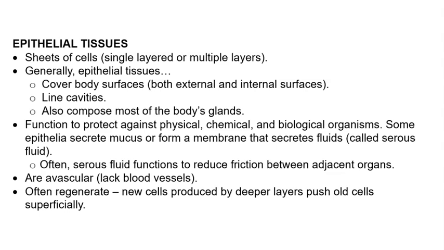The epithelial tissues are composed of sheets of cells. These sheets may consist of a single layer, or the epithelial tissue may contain multiple layers of cells. Generally, epithelial tissues cover body surfaces, that is, both external surfaces and internal surfaces. They also line cavities and compose most of the body's glands.